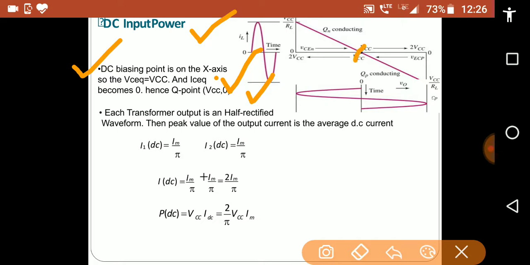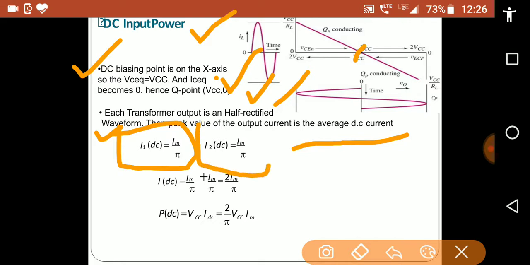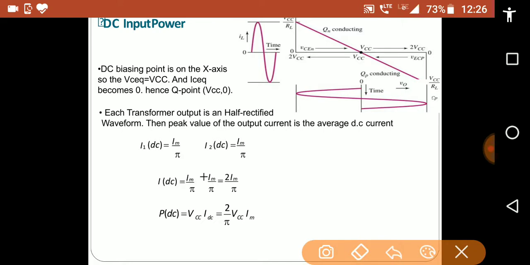So each transformer output is the half rectified waveform. Then the peak value of the output current gives the average DC current. So I1 DC equal to Im by pi and I2 DC equal to Im by pi. So total current IDC equal to Im by pi plus Im by pi equal to 2 Im by pi. So PDC equal to VCC into IDC equal to 2 by pi into VCC into Im.